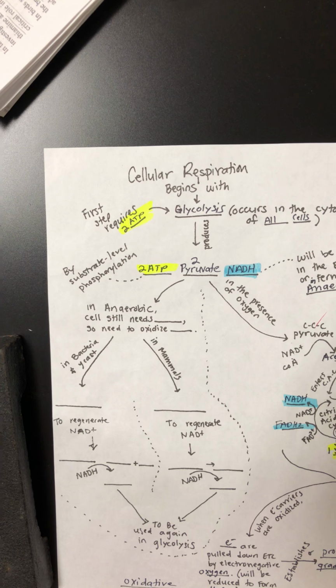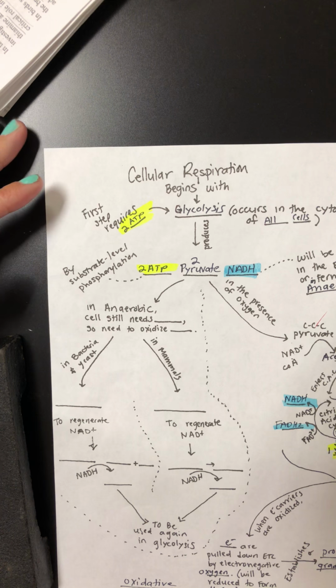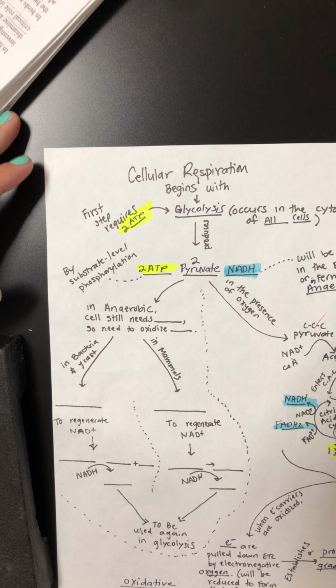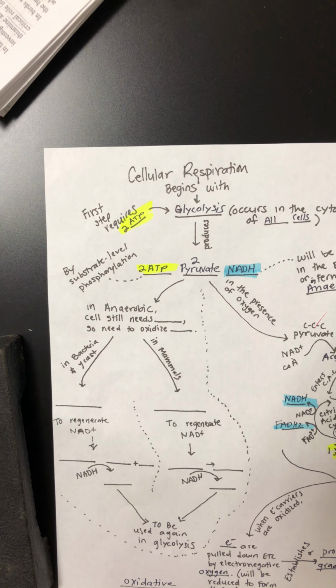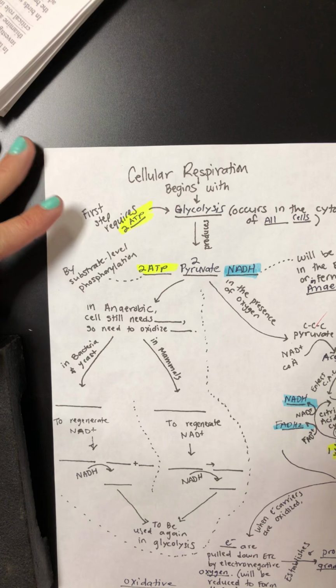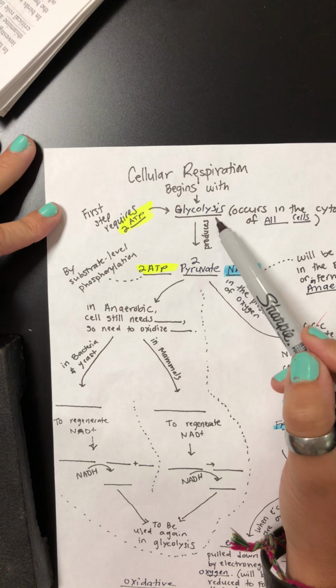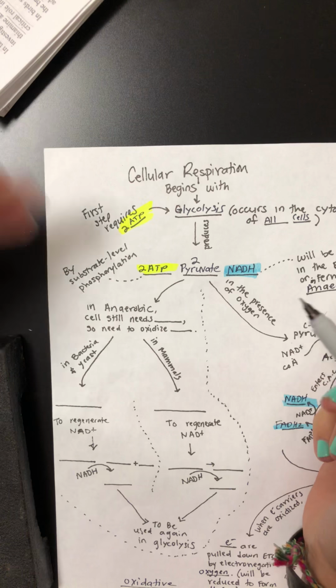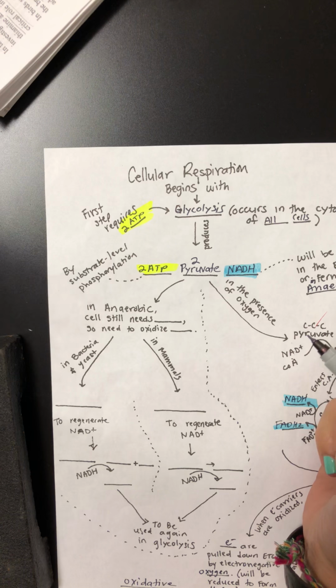So for my first period, where I forgot to do the second half of this fill in the blank notes, here we're going to go ahead and look at what happens in anaerobic conditions. So following glycolysis, because this happens in the cytoplasm of all cells, whether it's aerobic or anaerobic.